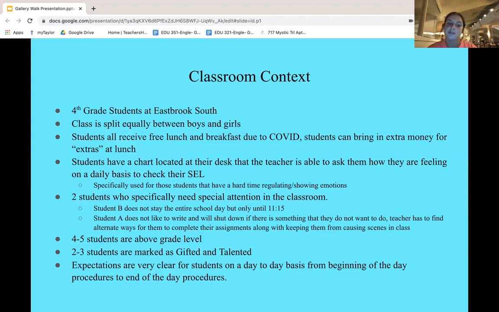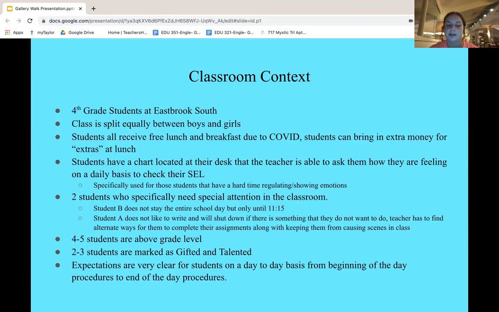There were 4 or 5 students above grade level, but 2 to 3 specifically stood out for me, and I would consider them gifted and talented as their math and reading scores were astronomical. One of the ladies in the class was at an 8th grade math level, so just seeing that and being aware of that was very important.